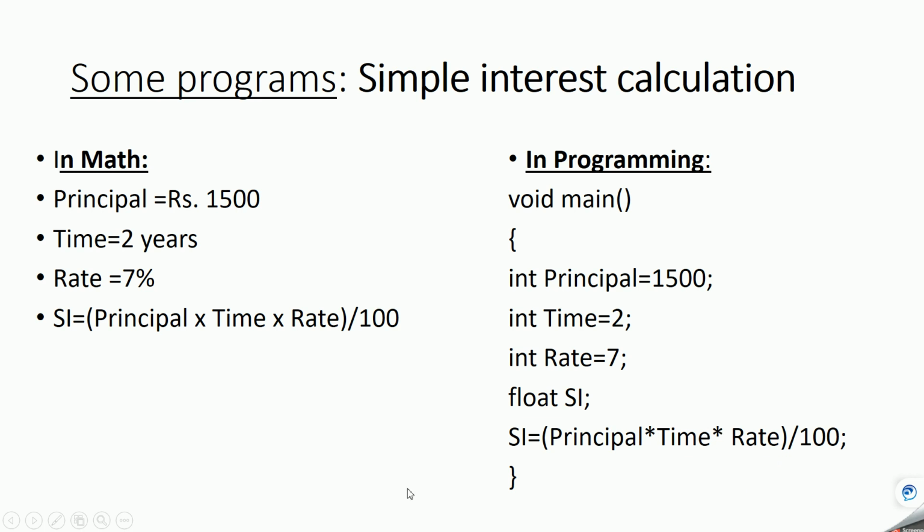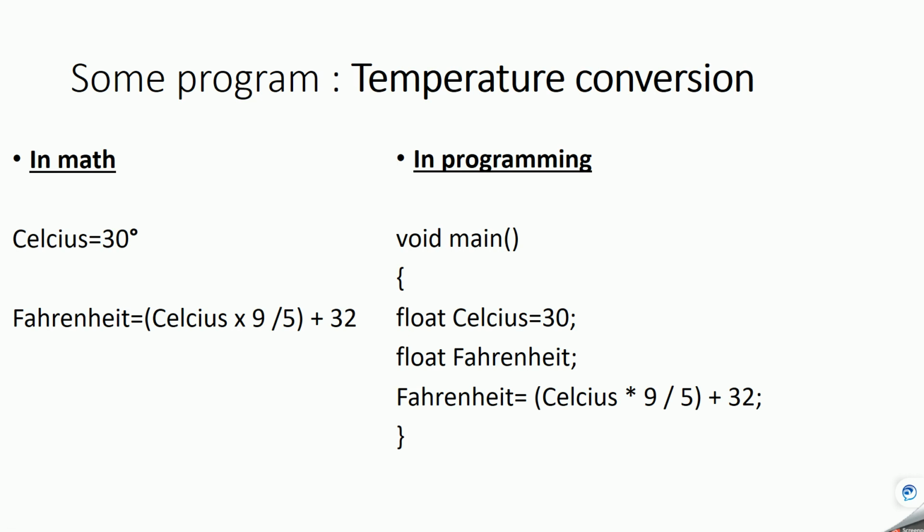Let's see one more program. Suppose you want to write a program that will do temperature conversion. Suppose you have the temperature given in degrees Celsius and we want to convert it into Fahrenheit. In mathematics you will do it like this. This is the formula: Celsius into 9 divided by 5 plus 32.